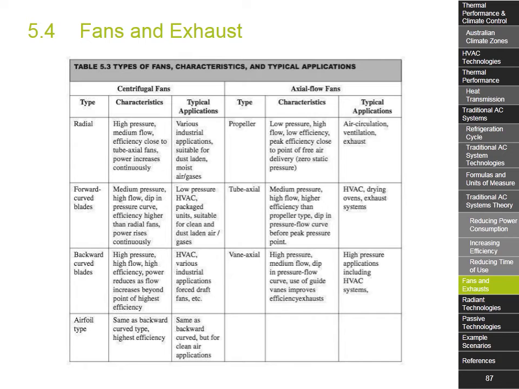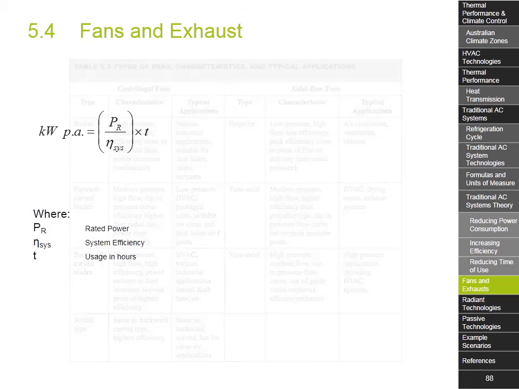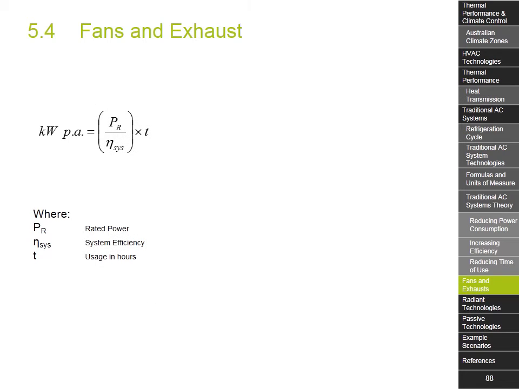Here is a comparison of the different types of fans, their characteristics, and applications. Again, we take the base calculation of annual kilowatt hours is equal to the calculated power divided by the efficiency of the system multiplied by the time for which the system is run per annum.